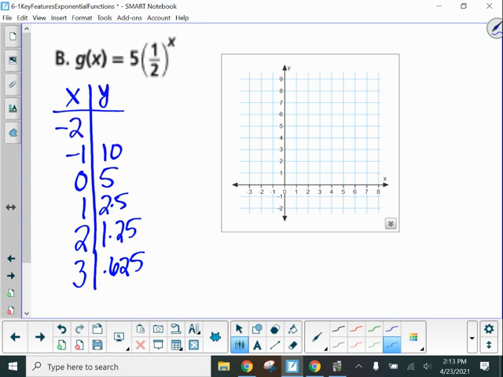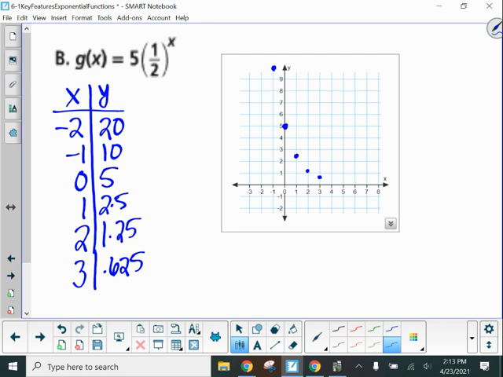If I plug in -2, 1/2 to the -2nd power, that flips it again. So you end up with 4, and then 4 times 5 is 20. So that's going to keep getting bigger and bigger. So I can't graph -220. -1 is going to be up here at 10. 0 is going to be at 5. 1 is at 2.5. 2 is at 1.25.